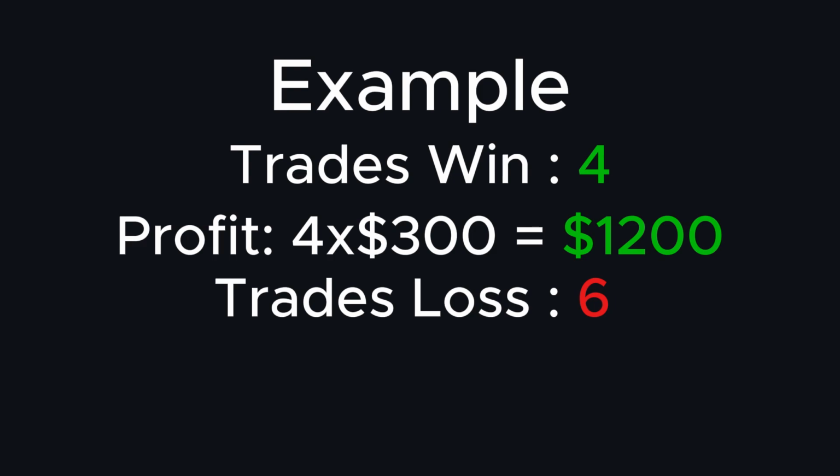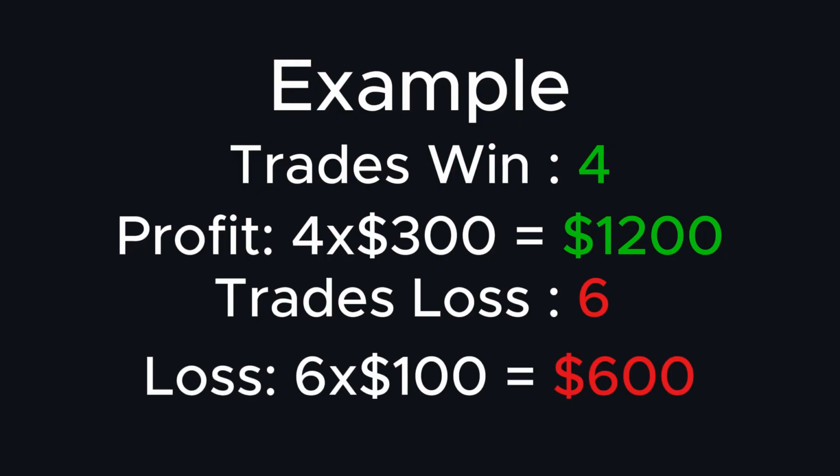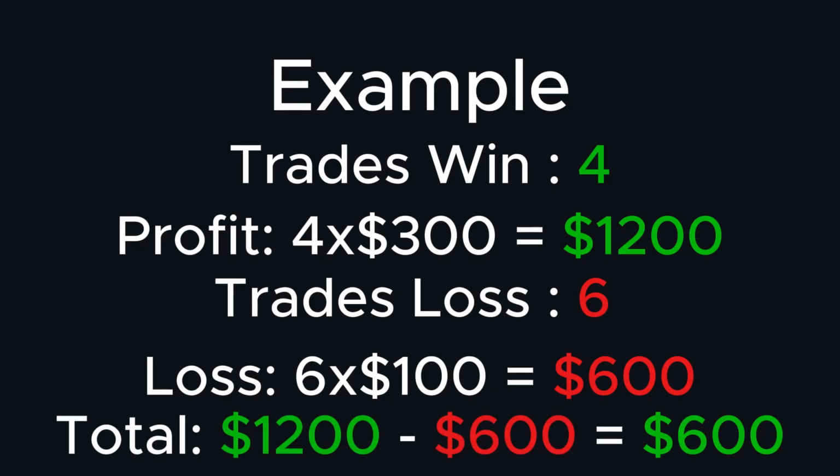But each of those 6 trades is a 1R loss. So $100 times 6 equals negative $600. So you add both those numbers together: you made 1,200, you lost 600, your net result is 600 plus. So you made $600. Even though you lost more trades than you won, you're still profitable. And that's the power of risk management.